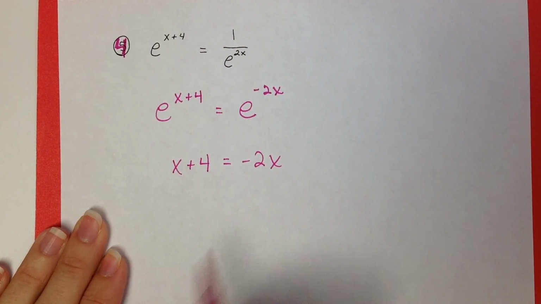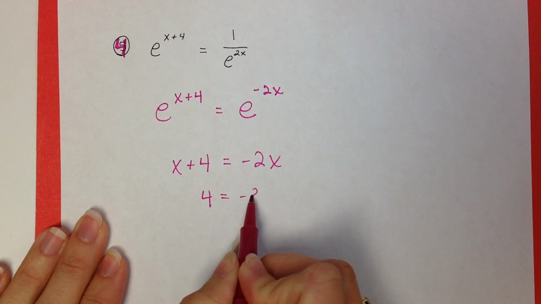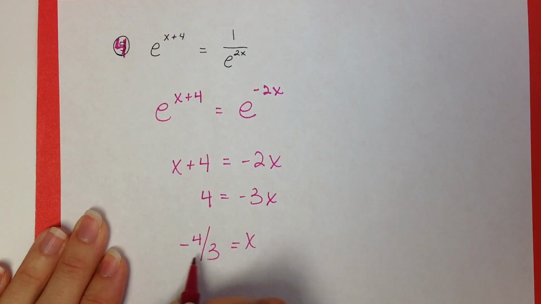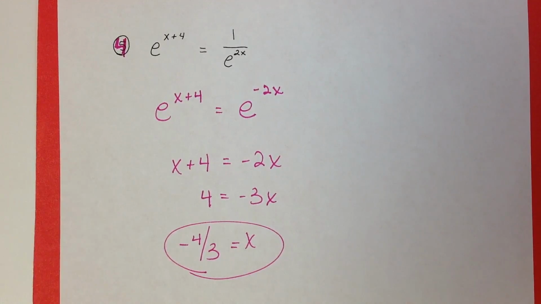So I'm going to subtract the x and then divide by negative 3. So my answer is negative 4/3.